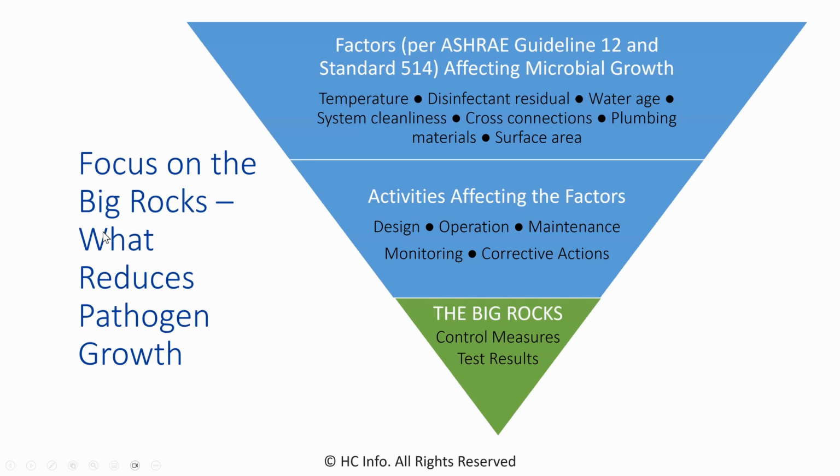So let's kind of go back to the foundation, the top third of this diamond. It lists factors that you probably are all familiar with, factors that are listed in ASHRAE Guideline 12 and Standard 14 that affect microbial growth: temperature, disinfectant residual, water age, system cleanliness, cross connections, plumbing materials, surface area. Surface area is one that's been talked about more in recent years, hugely important because that's where biofilm develops, right? Water supply is another important factor, but since that's not specific to the building, it's outside the building, that's not listed here.